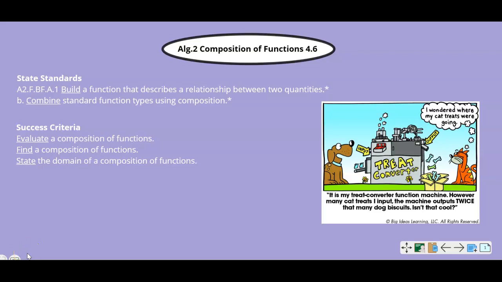Composition of functions. To get started, here's your state standards. Not too many today, that's good. And success criteria. You need to be able to evaluate a composition of functions, find a composition of functions, and state the domain of a composition of functions.